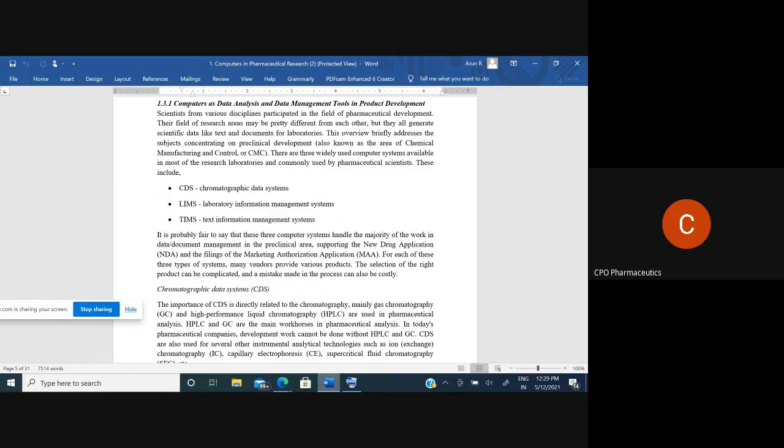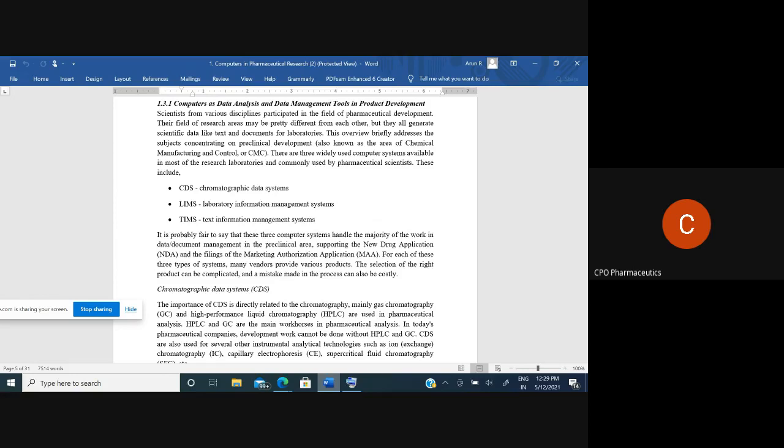Chromatographic data system, I think you know very well, 99.9% of pharma companies will have chromatographic devices. That can be gas chromatography if it is a volatile substance, or high performance liquid chromatography, HPLC. Or they may have gel electrophoresis or supercritical chromatography. Based on their requirement, pharma companies and pharma research labs will have their chromatographic devices. I think 99.9% of pharma companies doing pharmaceutical research have these devices to support their research.